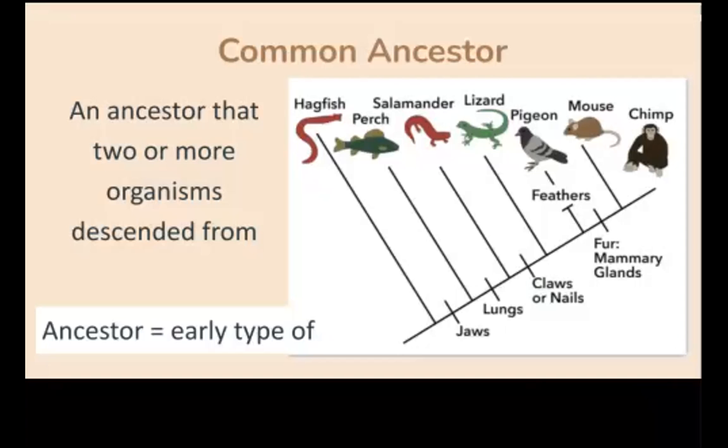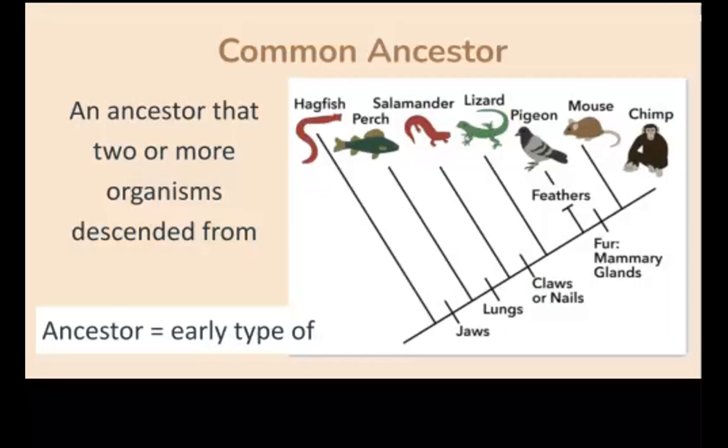And we know that a common ancestor is an early type of organism that two or more other organisms came from. So for instance, you and your cousin descended from your grandparents. Your grandparents are the common ancestor that you guys share. You're all related to each other, okay?